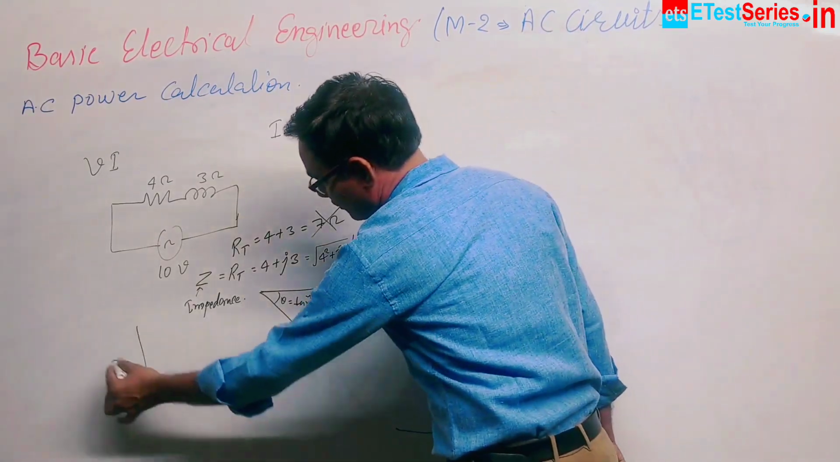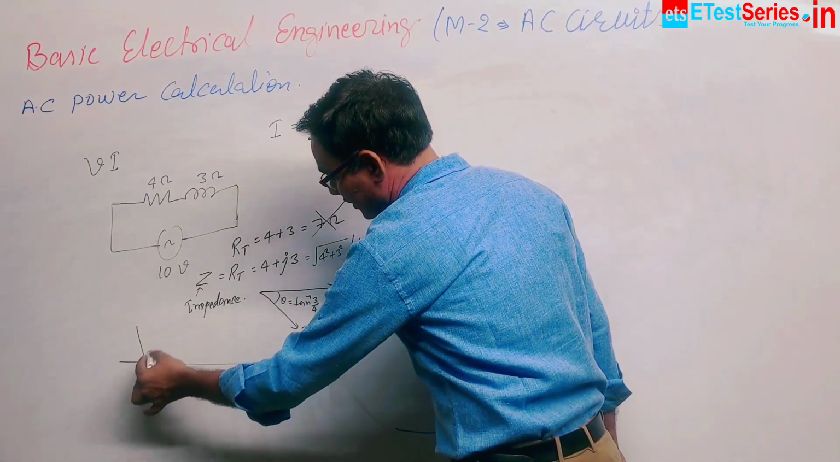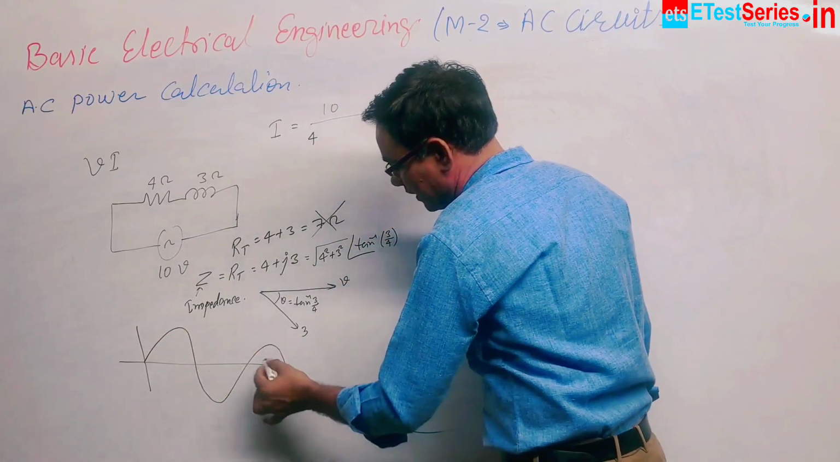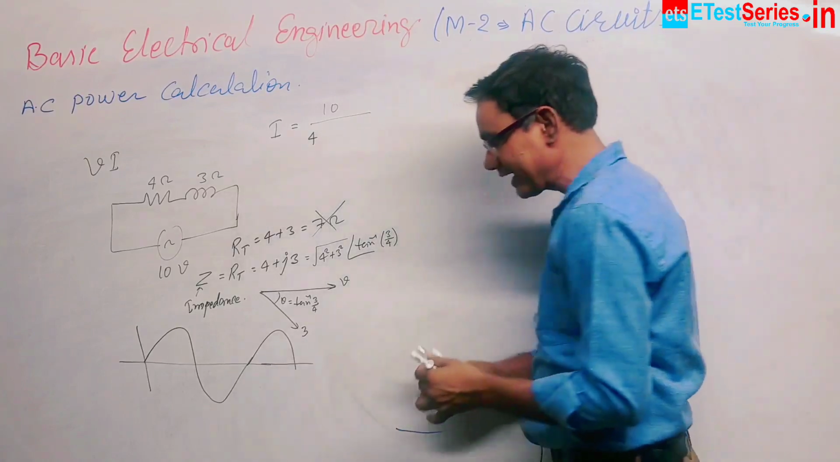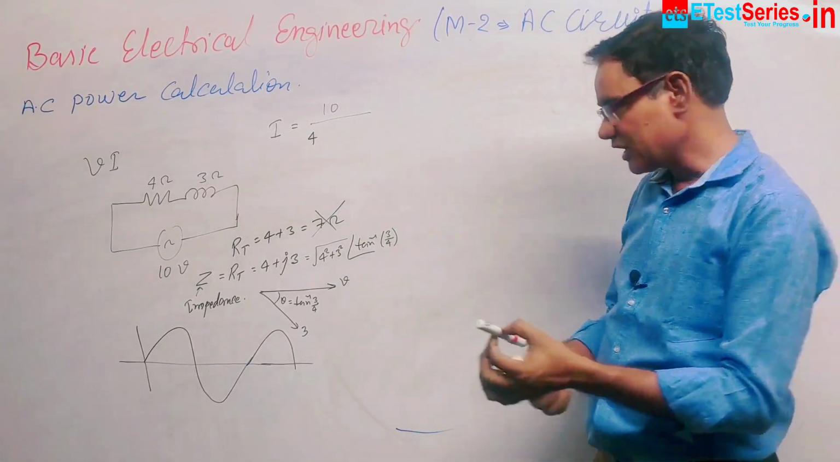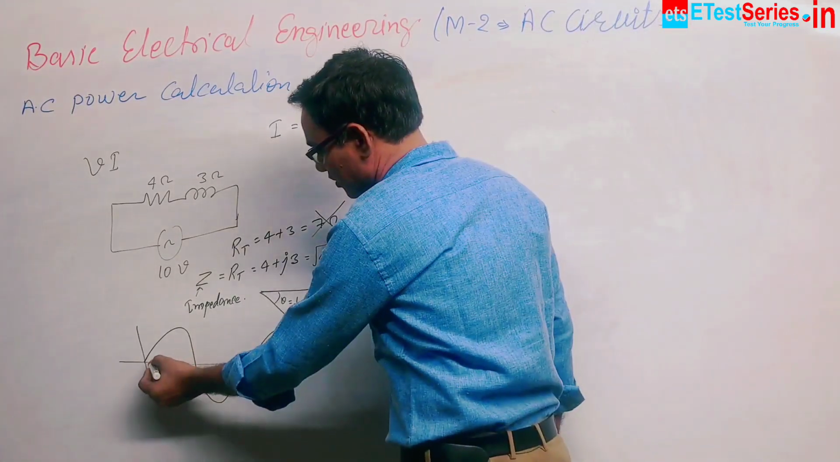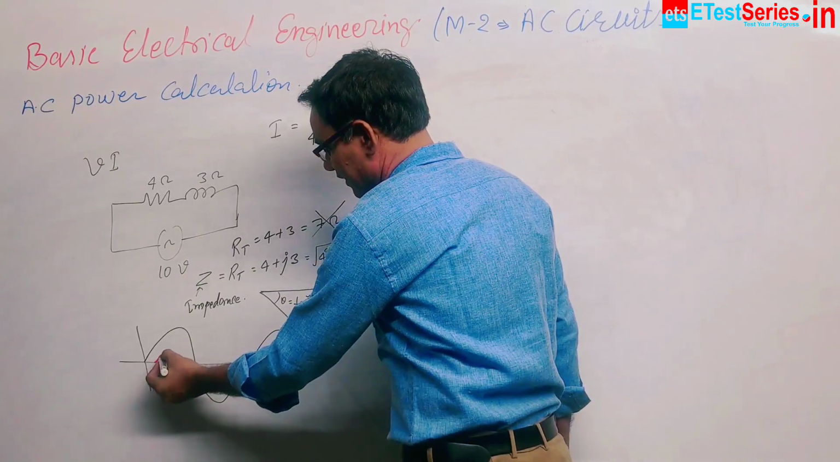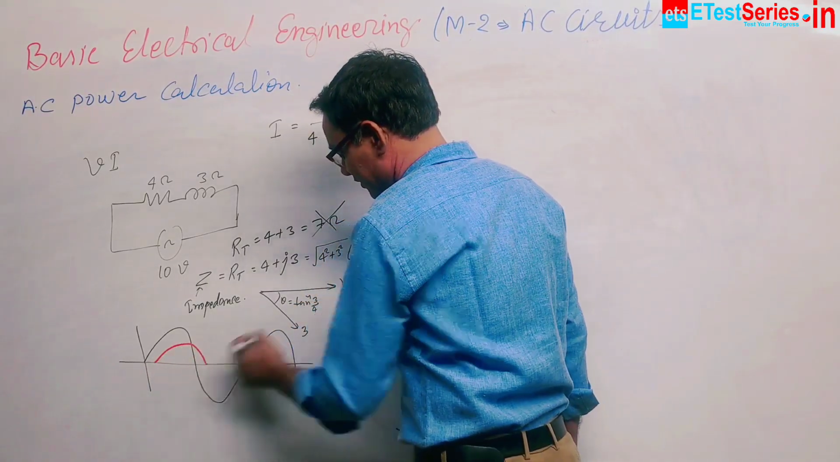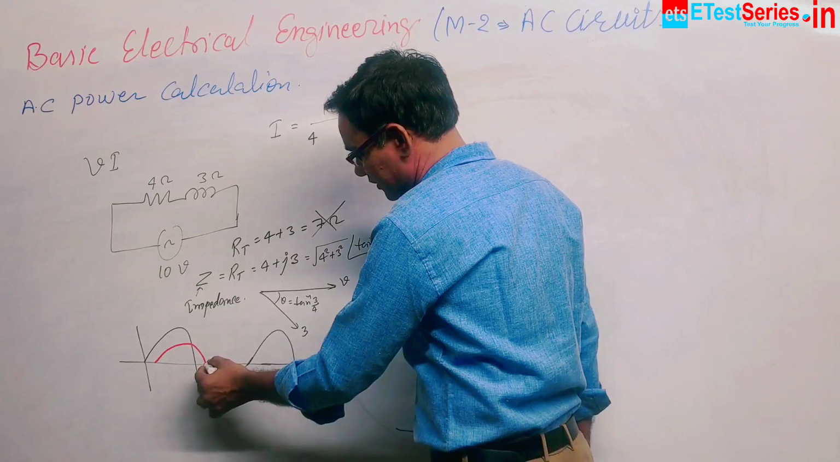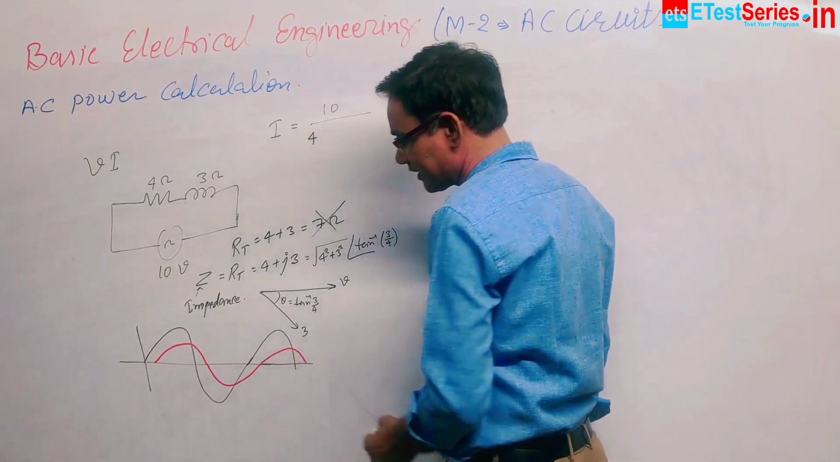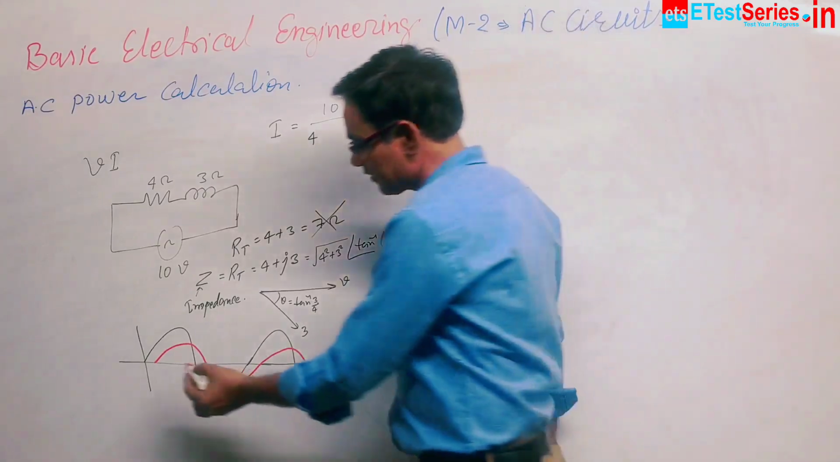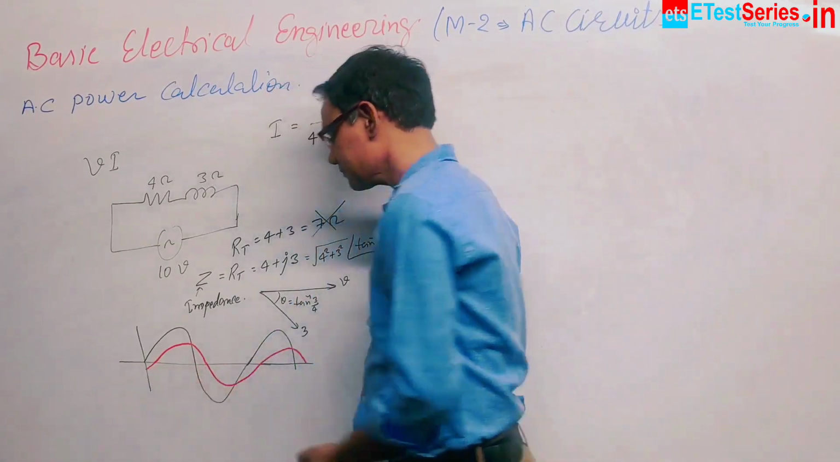And if we are talking about the waveform, there is a voltage waveform, and the current waveform is lagging behind. The current is lagging by 37 degrees. The value comes out to 37 degrees. So the current is lagging from the voltage by an angle of 37 degrees. So this is the current waveform.